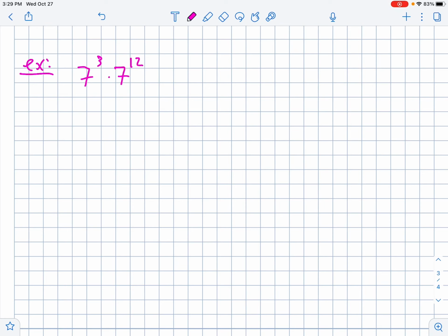Now, 7 to the 3rd times 7 to the 12th, if you try to punch this out on your calculator, it's just going to be a huge number. So we're not going to come up with the actual number that's the answer. We're just going to simplify. So because those have the same base of 7, you can leave that base. And then because you're multiplying, the multiplication turns into addition. So you add the 3 and the 12 to get 7 to the 15th.